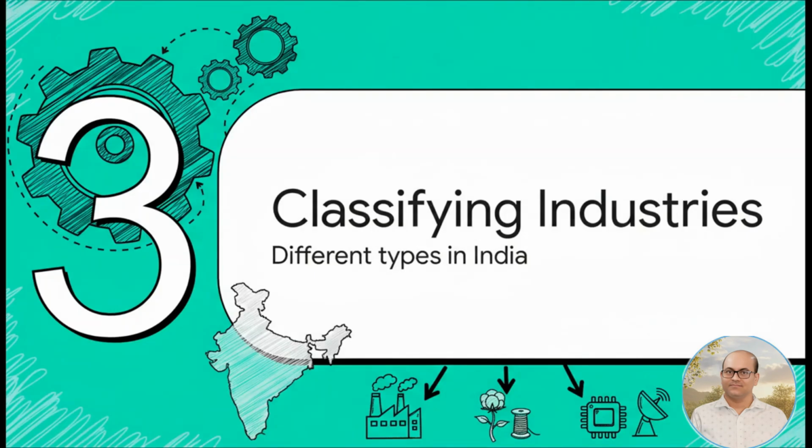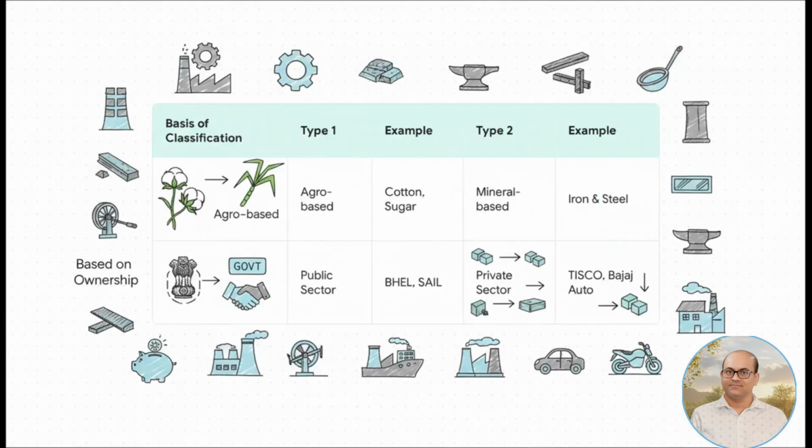Excellent. Now, let's understand the different types of industries. Not all industries are the same. We can classify them based on different criteria. Understanding this classification is very important to understand our country's economy. So let's see how we can do this. Now, look at this table. It makes it very simple.